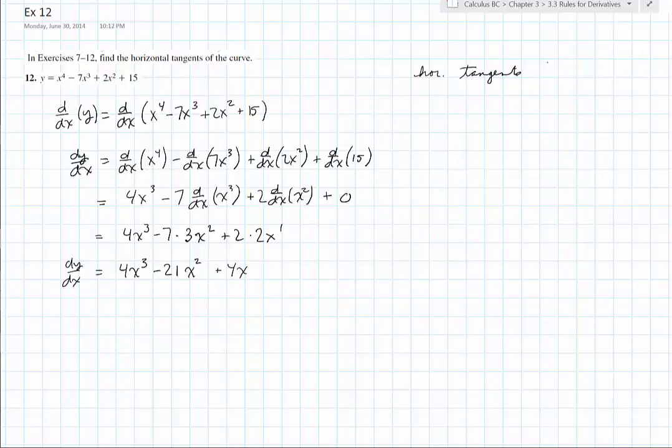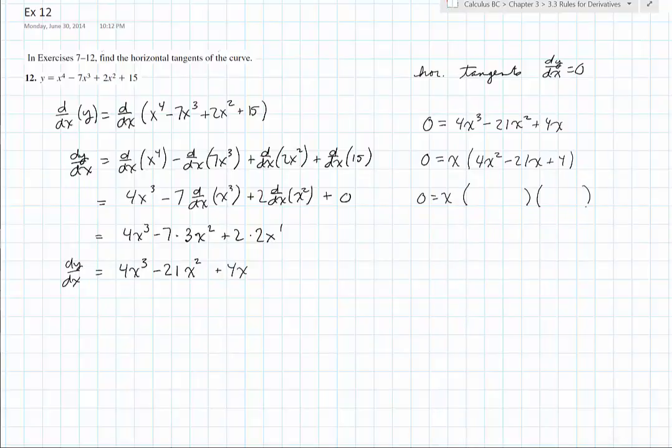Now we're asked to find where the horizontal tangents are. And the horizontal tangents occur when dy dx is equal to 0. So I might ask, well, when does 4x cubed minus 21x squared plus 4x equal 0? Let's solve that by factoring. I'll factor out the common x, leaving me 4x squared minus 21x plus 4. And if I'm lucky, that will factor. If I'm not lucky, I'll have to use the quadratic. Let's see if it factors easily.